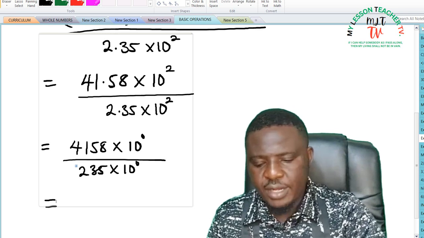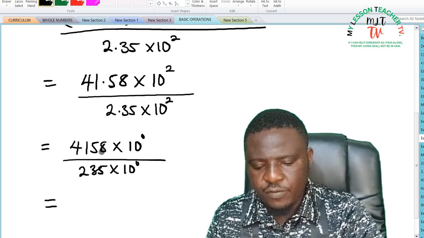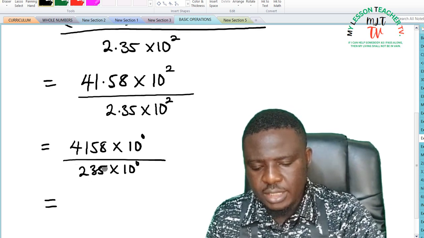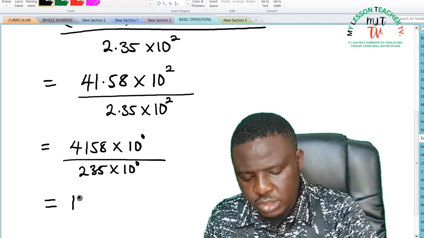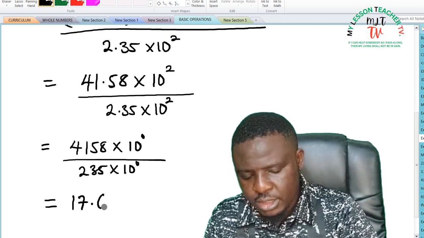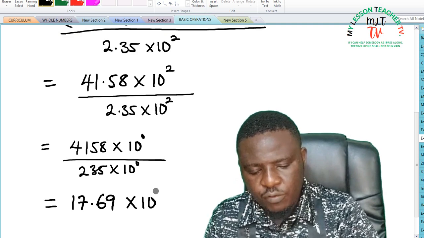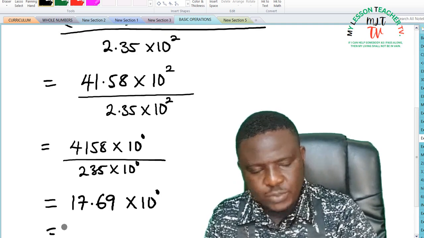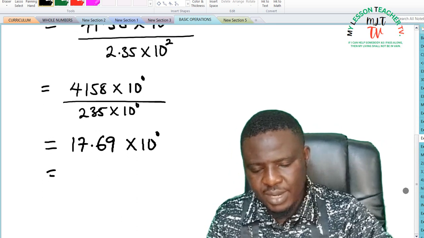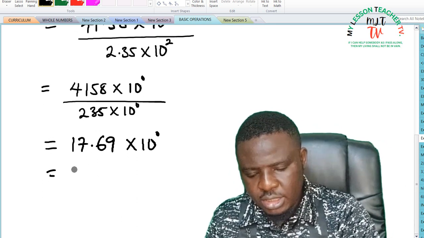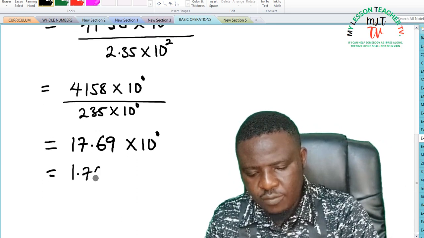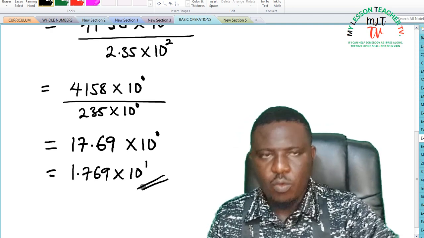And when you divide 4,158 by 235, it gives you 17.69 approximately times 10 raised to the power of 0. Now, expressing this in standard form as demanded by the question, this is equal to 1.769 times 10 raised to the power of 1.